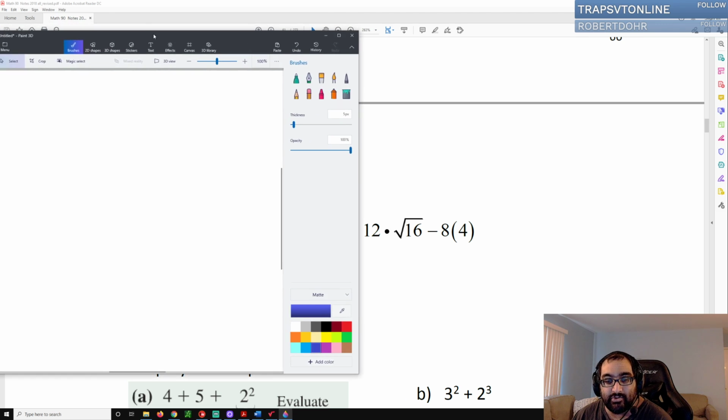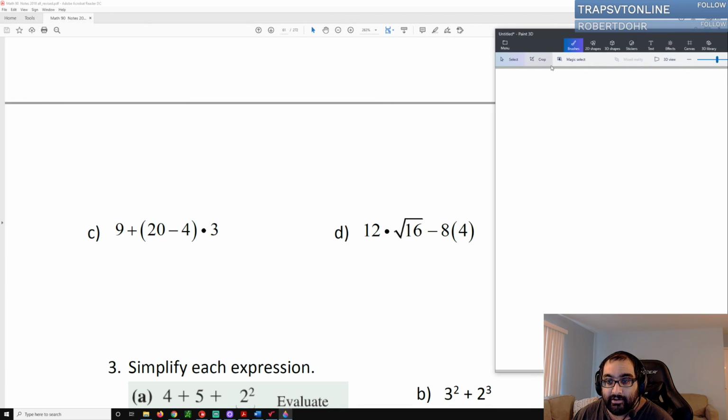All right, let's do this next one here, right next door. And I'll go ahead and write this out here. So we've got 12 times the square root of 16 minus 8 times 4. Okay, so let's take a look at this here. Now we have a square root in play. So what happens first here? What should we do first?